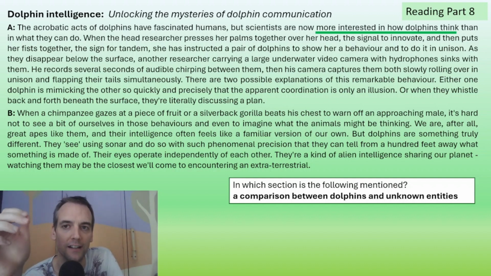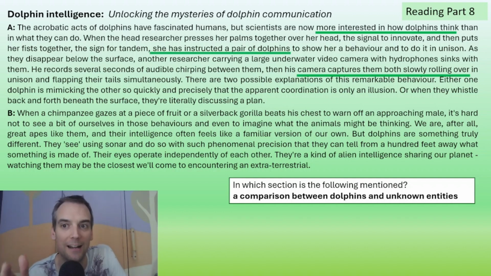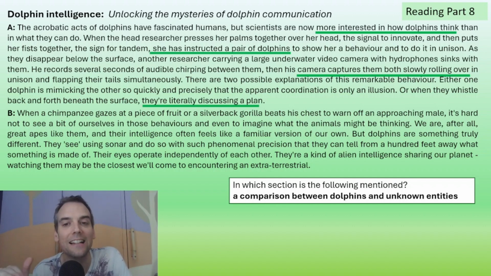Here we've got the fact that we're interested in how dolphins think. She instructed these dolphins to do something. The camera captured them behaving like this, and they're showing intelligence. They're discussing a plan, key ideas there. And in B, we are looking for a comparison. Well, do the same for B, do it yourself, I'm not going to do it. And then think about the fact that we are looking for a comparison between dolphins and unknown entities. And unknown entities is the part that stands out for me.